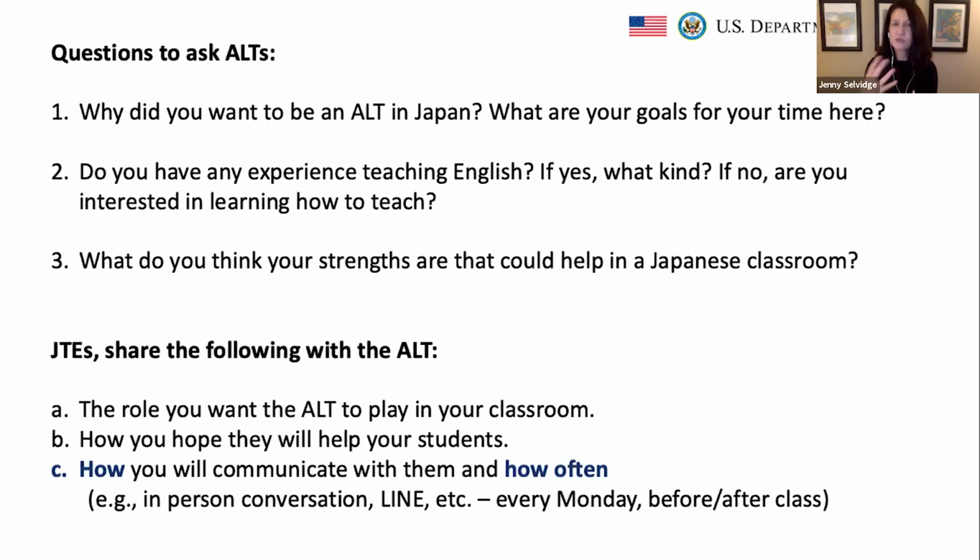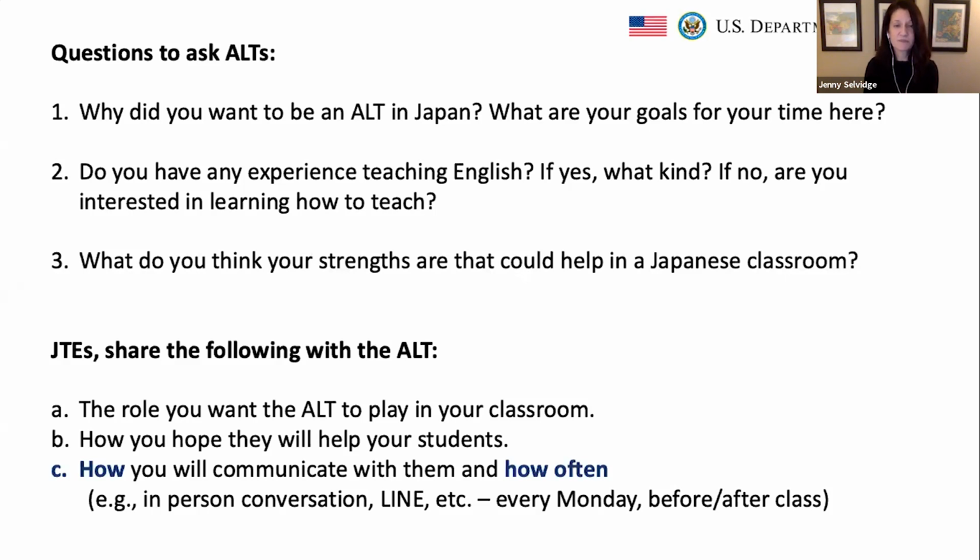Like, do you want them to really just do more speaking? Do you want them to help them with their critical thinking? What is it that you want them to do? And how do you hope they will help your students? So maybe your students are painfully shy and you really hope that they help build confidence in the students.